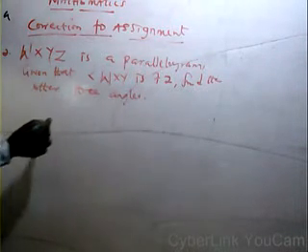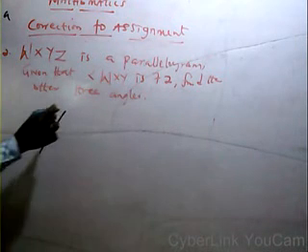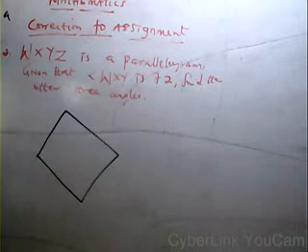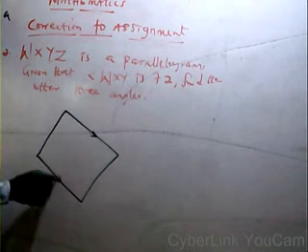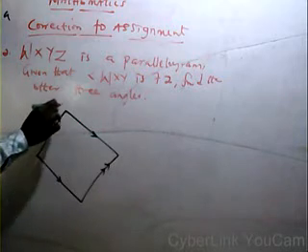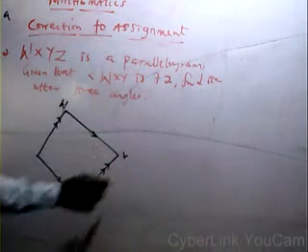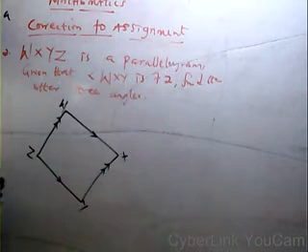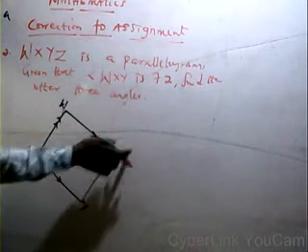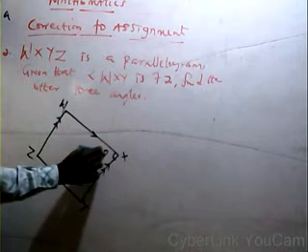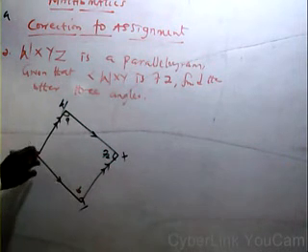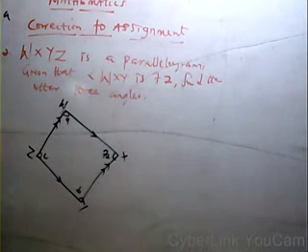Very simple as well. So let's say we have a parallelogram like this. This is our parallelogram, WXYZ. And we're told that WXY is 72 degrees. So we're to find the other 3 angles. Let's say this one is A, this one is B, and this one is C. So how are we going to get the answer?